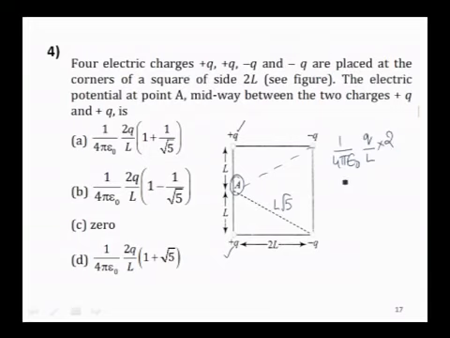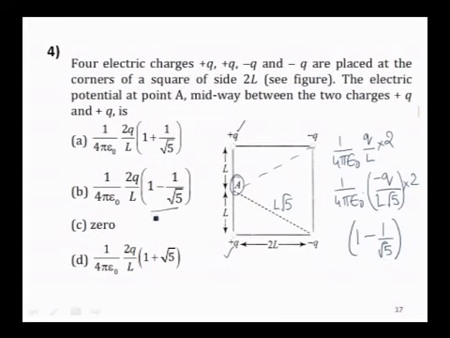And for these two, it is 1 by 4 pi epsilon naught minus Q by distance L root 5, again into 2, because there are 2 such charges, and these two are to be added. So, obviously 1 by 4 pi epsilon naught and 2Q become common, and L in the denominator also becomes common. You are left with 1 here and 1 by root 5 here with this multiplier. So, obviously this corresponds to this option, and you have to choose option B.